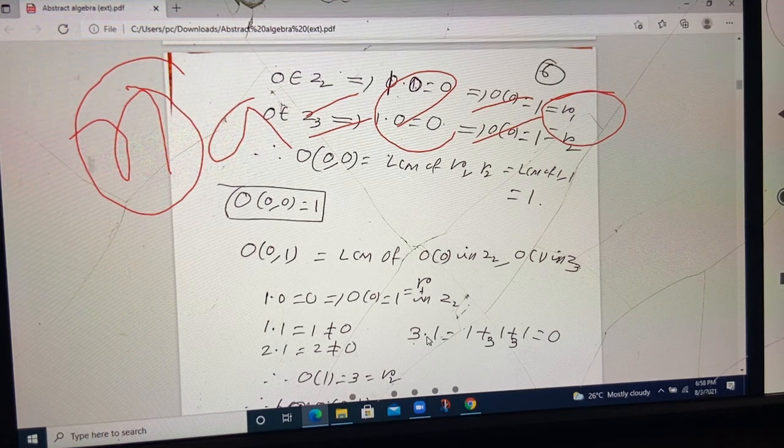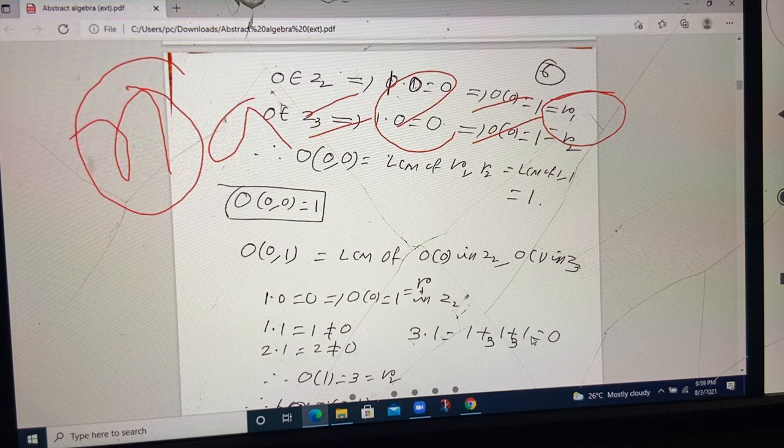What is 3 into 1? The operation is addition. Earlier we have discussed that n dot a means a plus a, n times. Because the operation is addition, we cannot multiply. n into a has no meaning at all in a modulo system. So n dot a means a plus a, n times. Similarly, 3 into 1 means 1 plus 1 plus 1 under modulo 3.